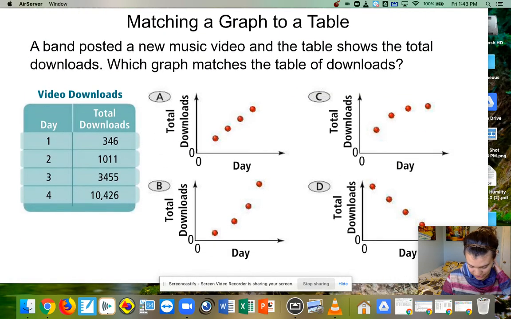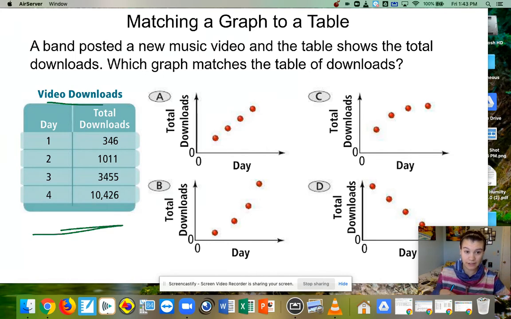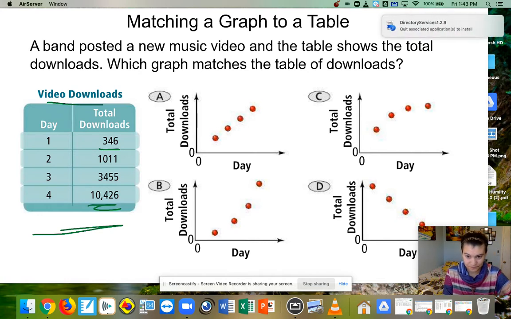All right, so some more matching. Here we have a table. It's talking about video downloads. So a band posts a new music video and then people download it from whatever their website is. On day 1, they have 346 downloads, and then increasing from there. And day 4, they have 10,000 downloads. So we want to figure out which one this matches with.